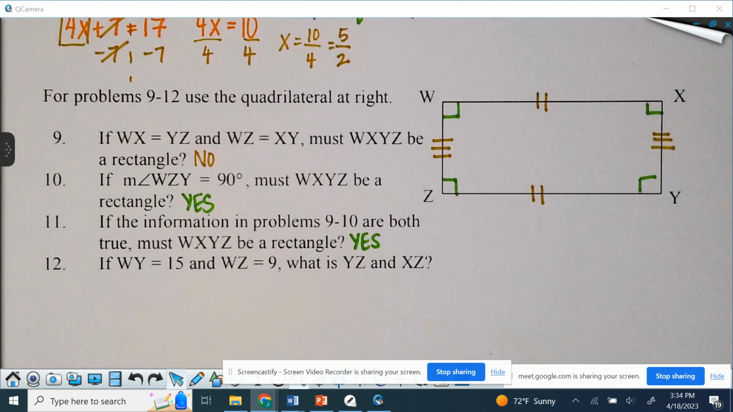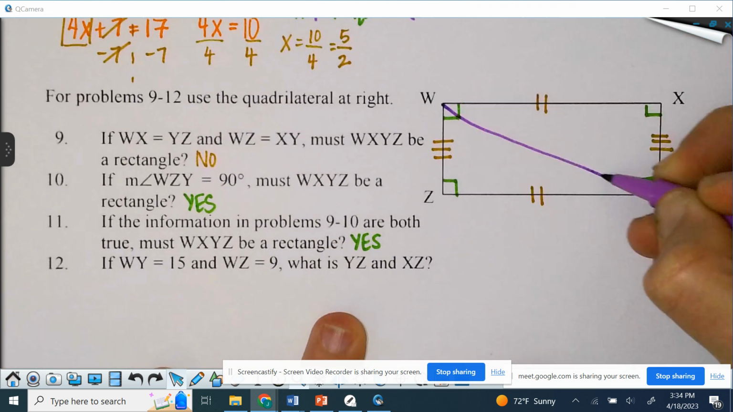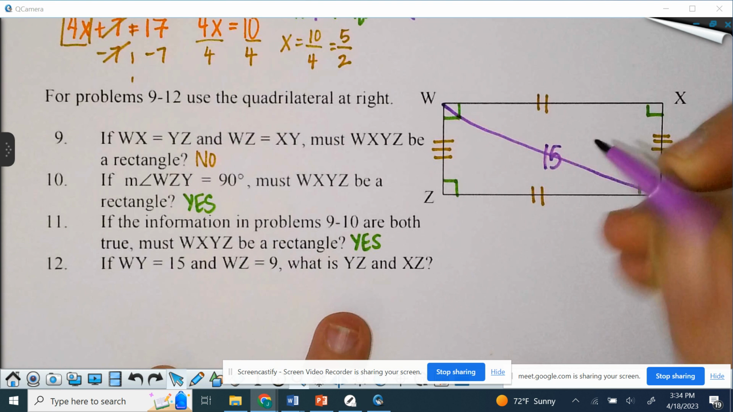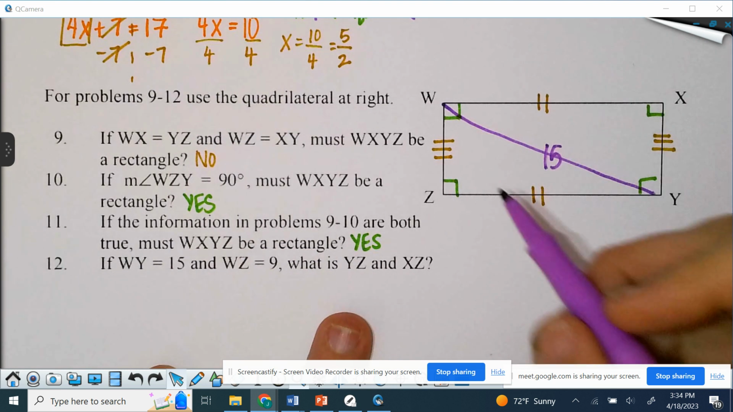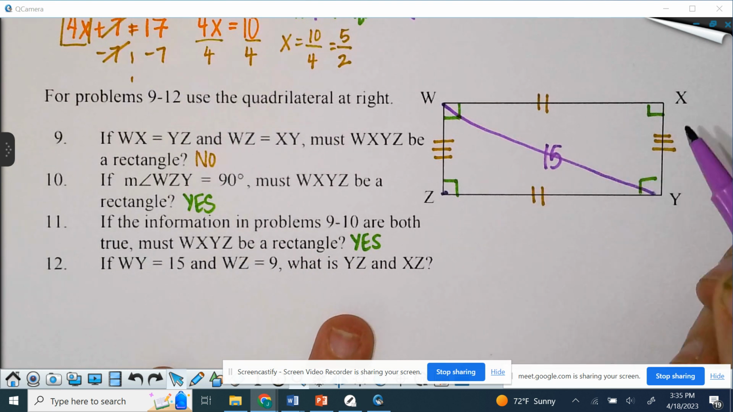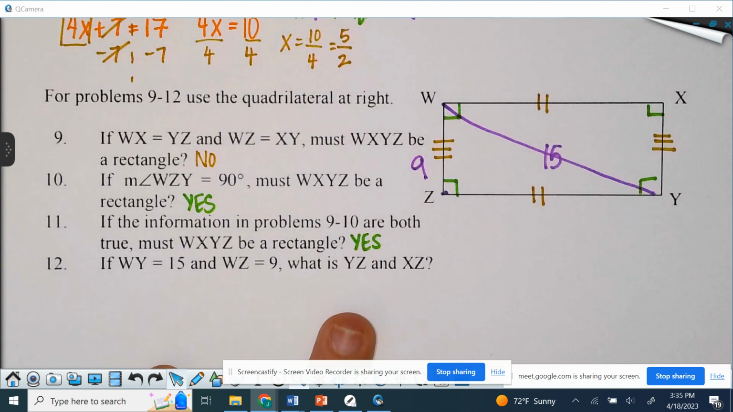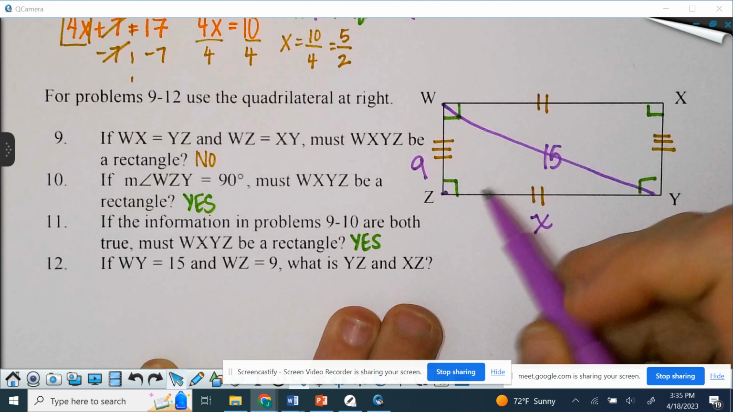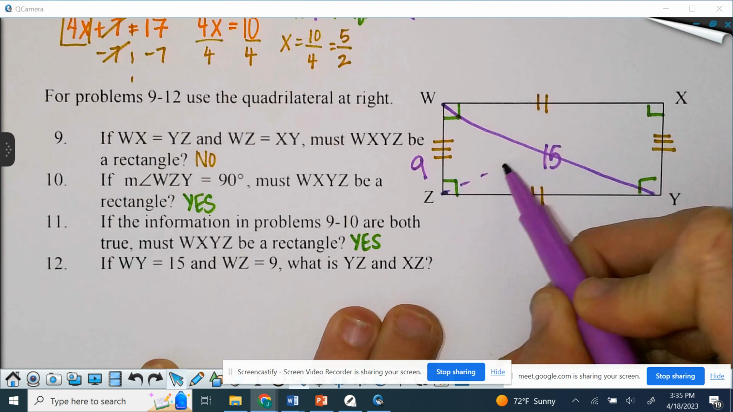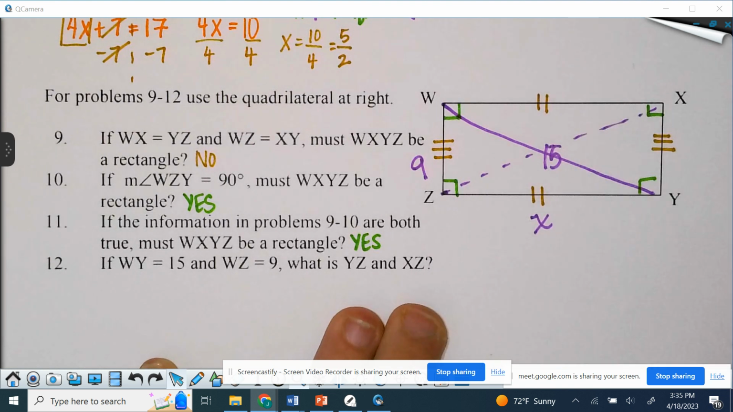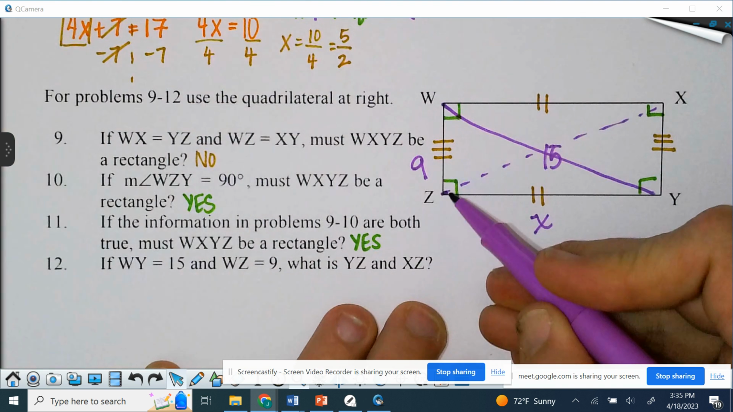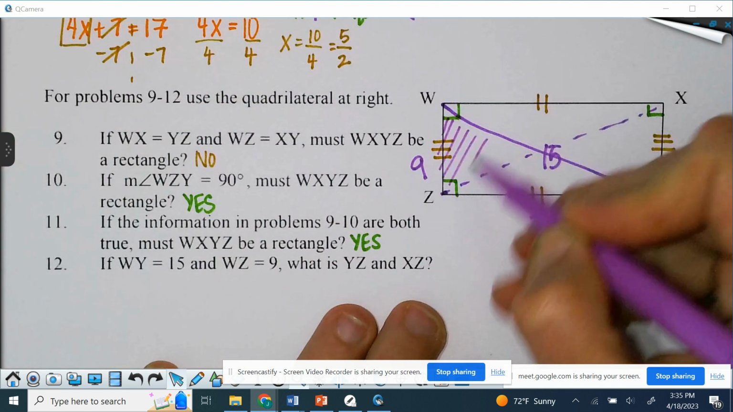If WY is 15, so WY, the whole thing is 15, and WZ is 9, what is YZ and what is XZ? So I'm going to draw this one as a dash. We'll look at it in a minute. So knowing this is a right triangle, I have a hypotenuse and I have one of the legs.